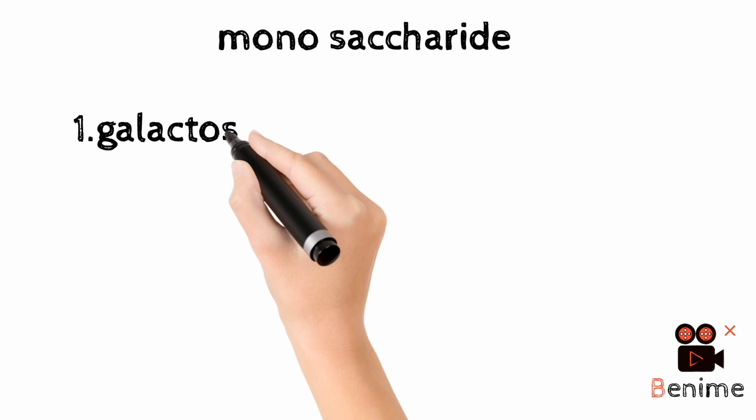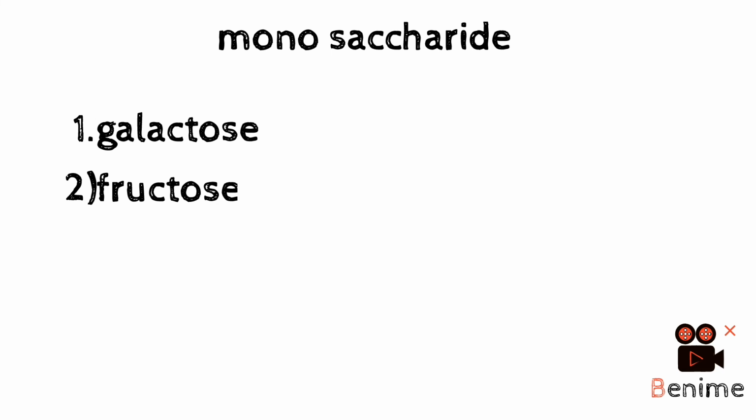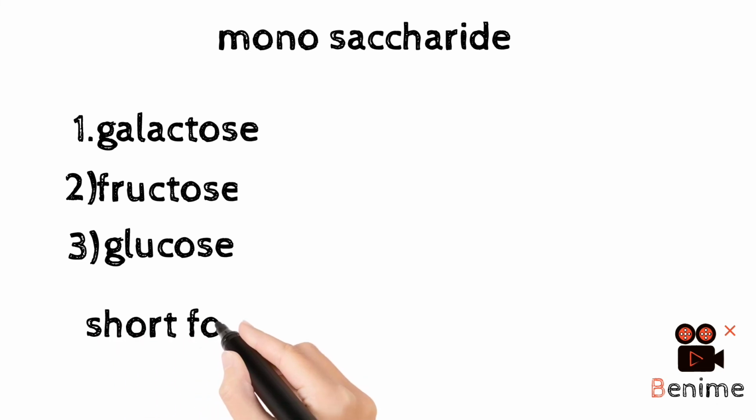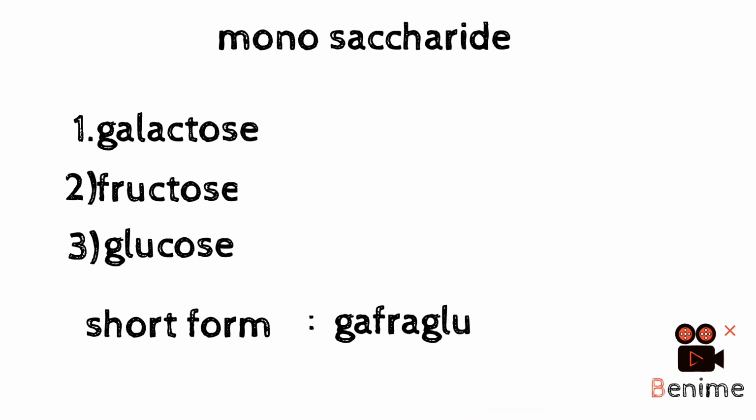Next I am going to explain the monosaccharide. Examples of monosaccharide: galactose, fructose, glucose. The short form for the monosaccharide is gafragulu. GA is the first two letters of galactose. FR is the first two letters of fructose. And lastly, glu means the first three letters of glucose.